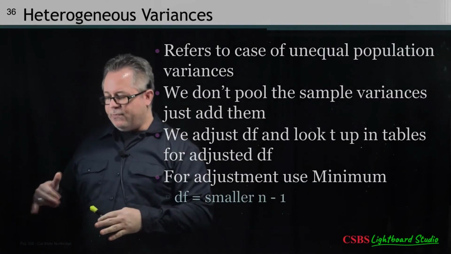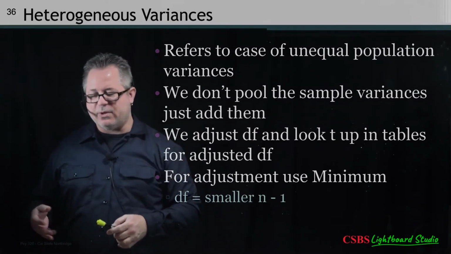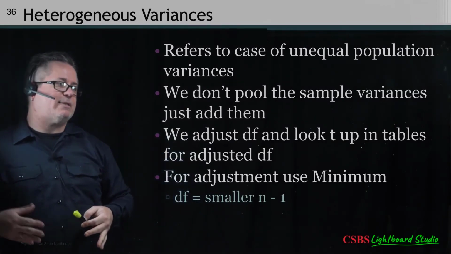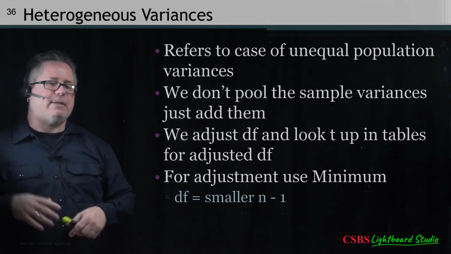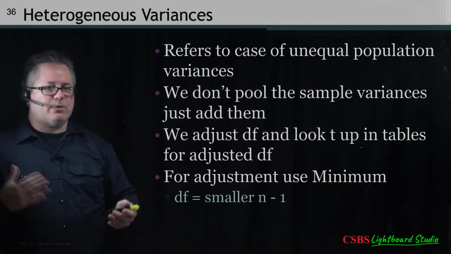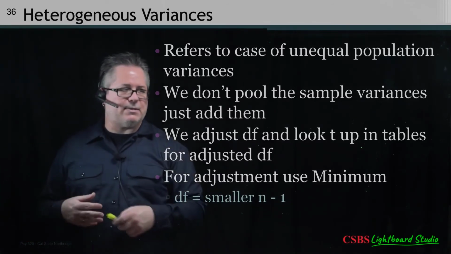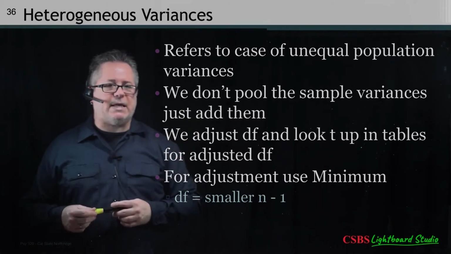So, like I mentioned before, what if you have heterogeneous variances, right? What if you go to do an Fmax test, and the variances are just dramatically different? This refers to the case of unequal population variances, where the variances are so different it doesn't make any sense to pool. So when that happens, we don't pool the sample variances, we simply add them together.